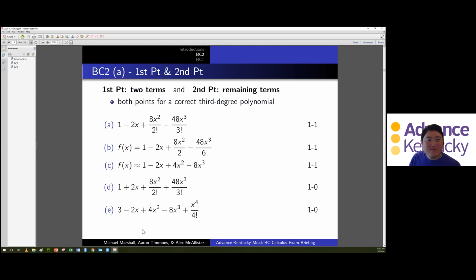So this is a case where, what's happened here? The constant term is a 3 for some reason, and then they've added on a fourth term, a quartic term. So what are we going to do? We're going to look for two correct terms. What has this student done? They have the minus 2x plus 4x squared correct, so they earn that first point.